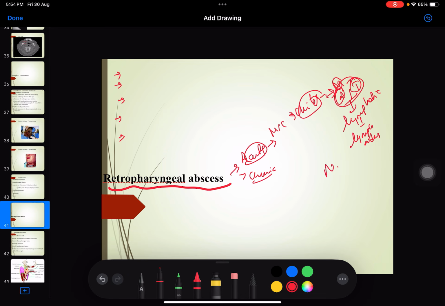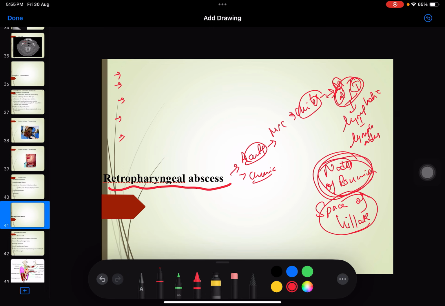The nodes of Rouvier are present in the space of Gillette. So what is the space of Gillette and what are the nodes of Rouvier? The space of Gillette is a space behind, in your retropharyngeal area, and the nodes of Rouvier are the nodes present there. These nodes will be infected secondary to adenoid or tonsillar infections. Are you getting this now? Okay, very good. Now let's talk about the chronic type.